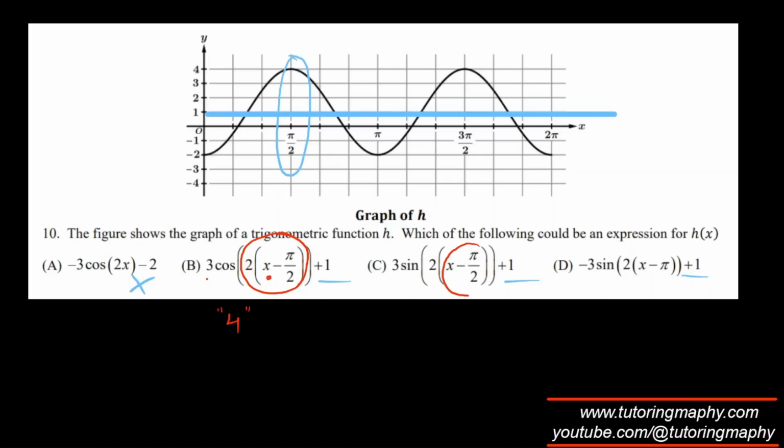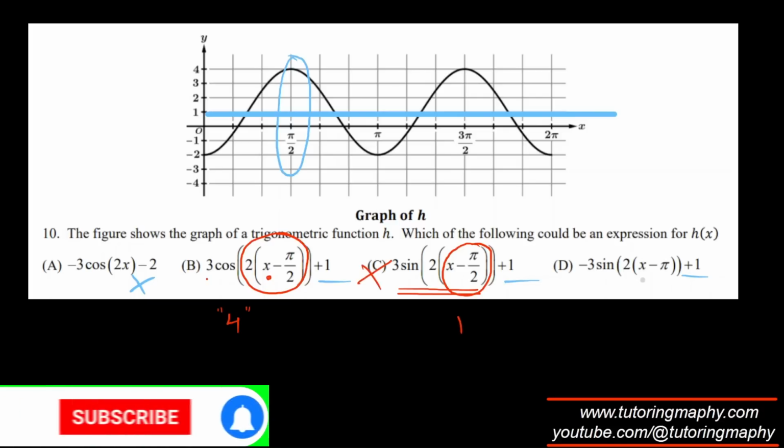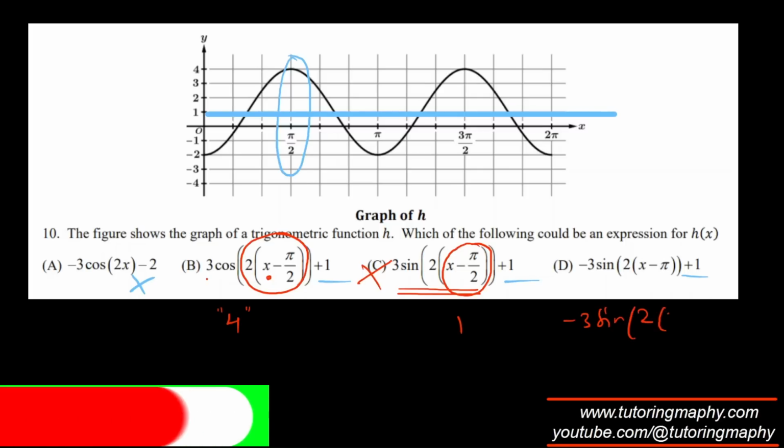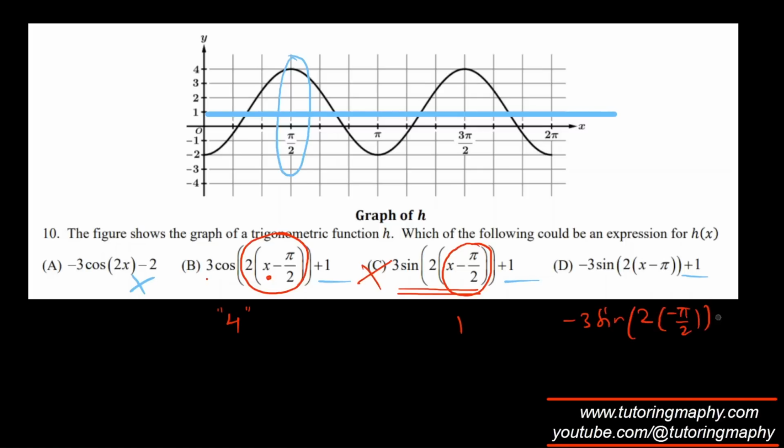If I put pi over 2 here, this will become 0 because it's sine. Sine 0 is 0. This will return 1. No, I don't need 1. And if I plug in pi over 2 here, that's going to return pi over 2 minus 1. Pi over 2 minus 1 is negative pi over 2. And 2 times 2 and 2 is gone. Sine of negative pi is 0. 0 plus 1 is 1. No, I don't need 1. I need 4. So it has to be only option B.